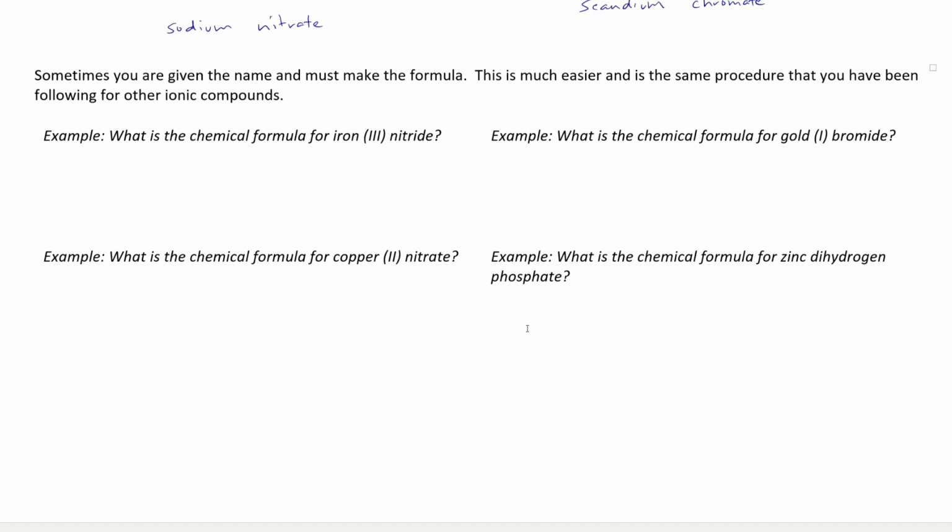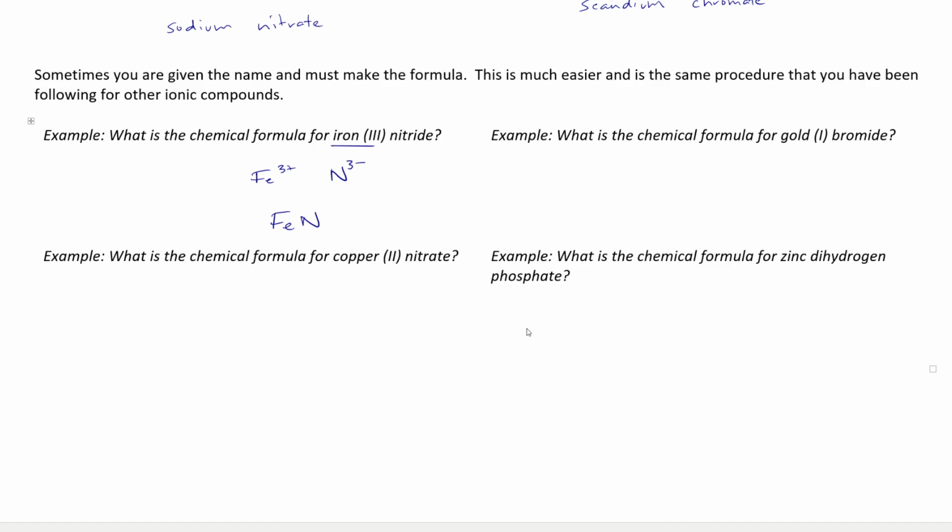Sometimes you're given the name and must make the formula. This is much easier and is the same procedure that you have been following for other ionic compounds. So iron 3 nitride, that's fairly straightforward because it actually tells us what the charge is, right? So iron 3 positive, nitride 3 negative. Okay, so it looks like I need one of each ion, and the ionic compound is FeN.